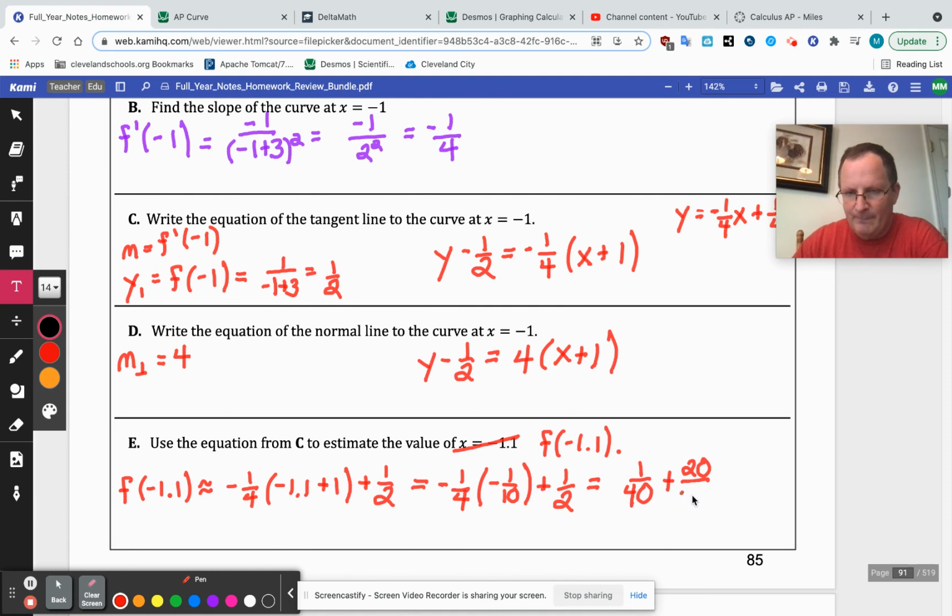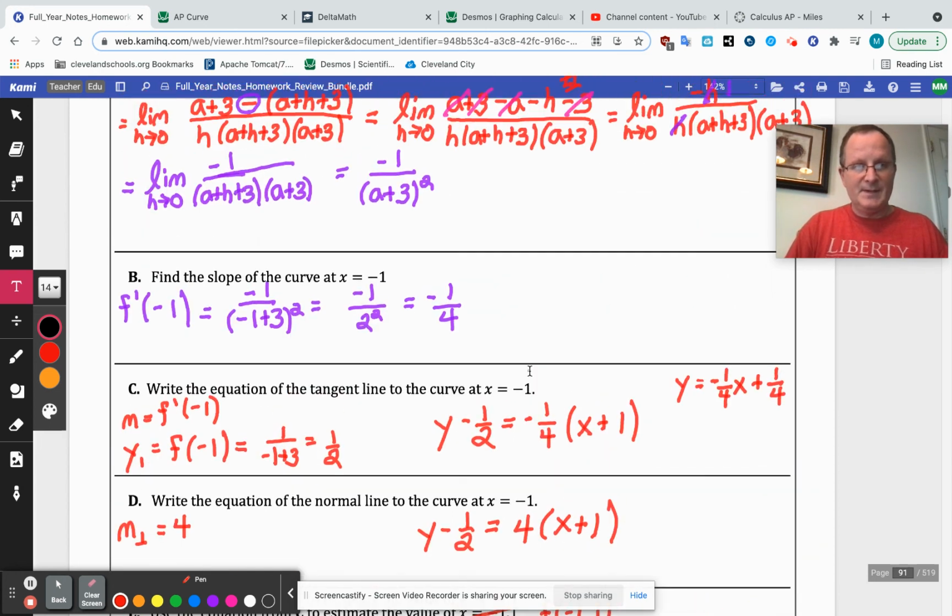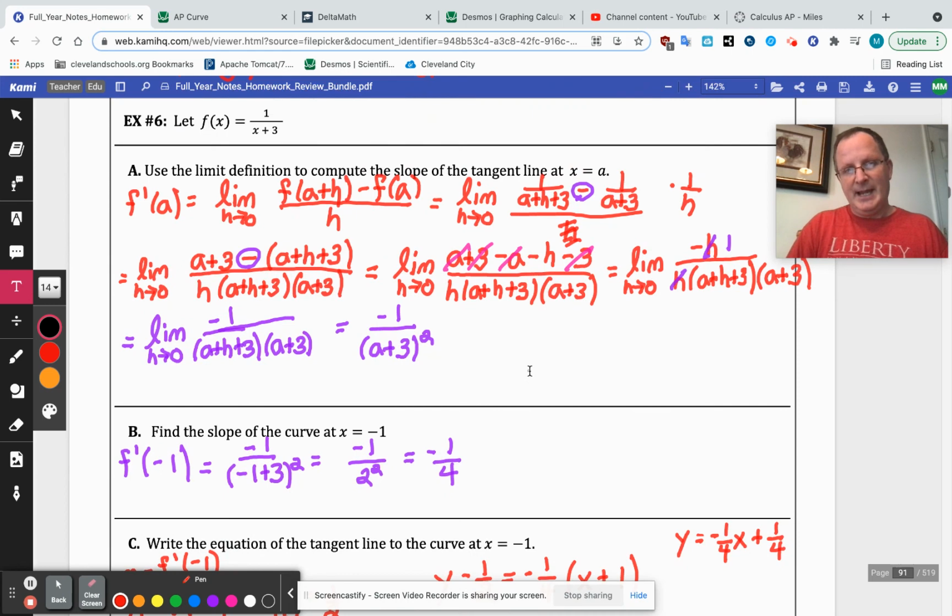I said something and wrote something else. Oh boy, that's some problems right there. All right, so 21/40ths. So 21/40ths would be a good approximation for the curve when x is negative 1.1. It's not exactly what it is, but we're using that line to approximate the curve. All right, that's it for example 6.